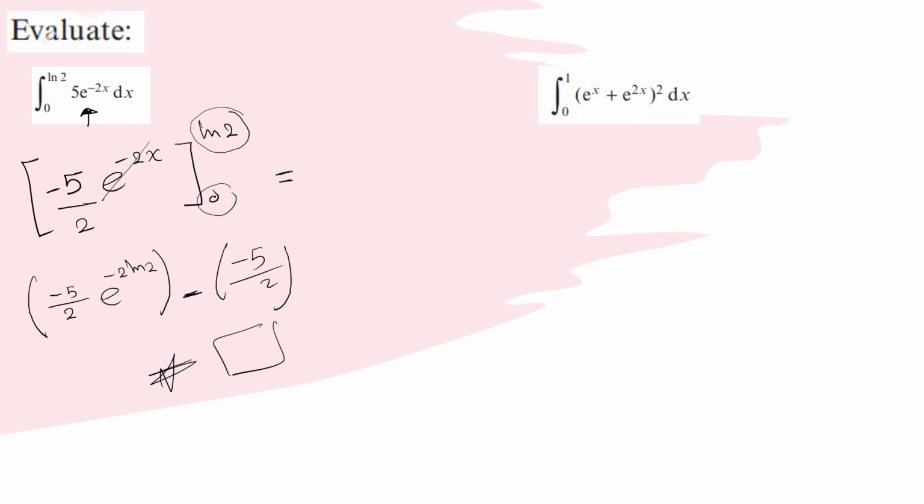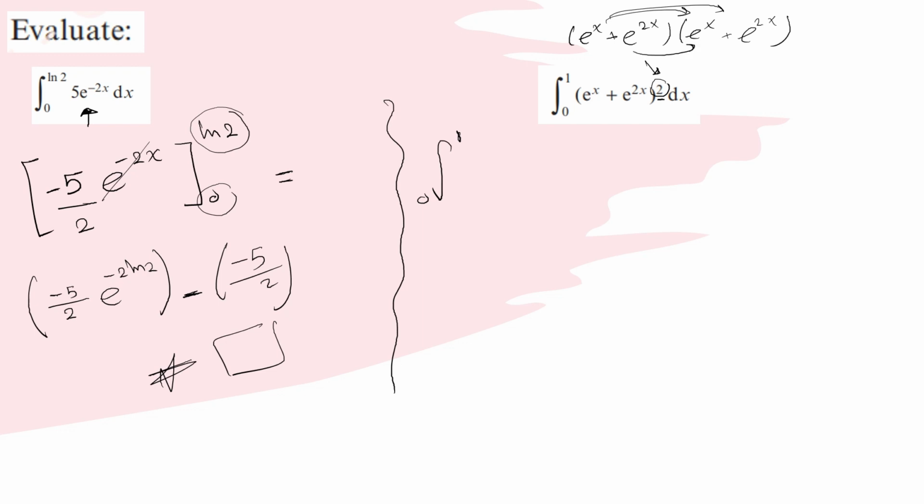Next. All of them are squared, so we need to write the simplest form to get it. Okay, we can write the simplest form of this, from 0 to 1, so we can remove the square. You can repeat it 2 times, meaning to expand the square: e power x plus e power 2x times e power x plus e power 2x, and expand here and here.